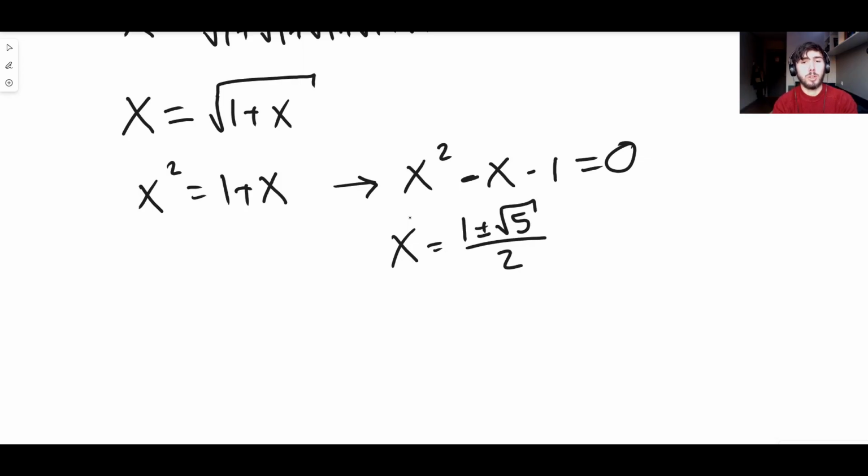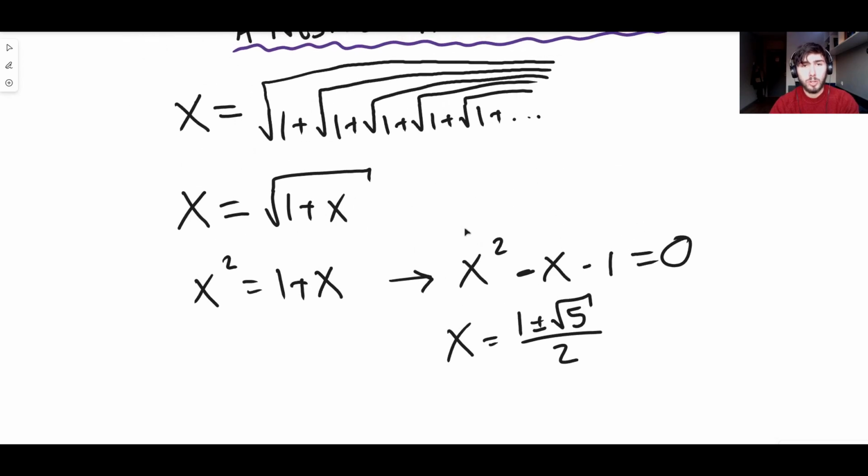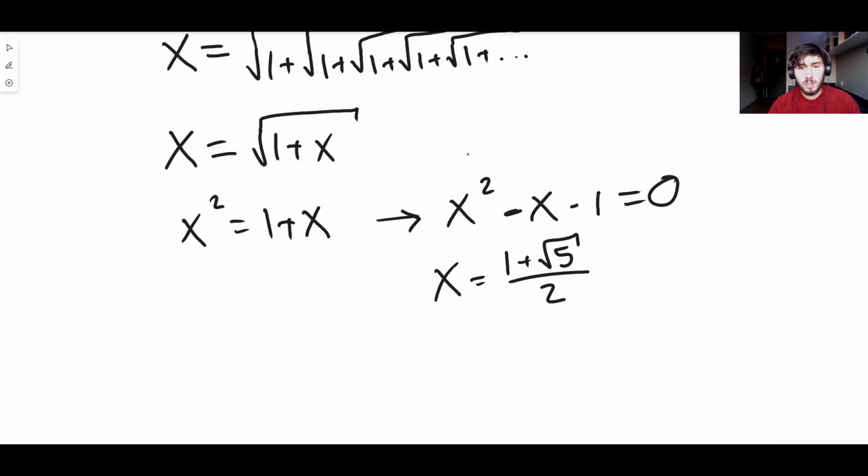Don't worry about the golden ratio stuff. That's just using the quadratic formula. Don't worry if you don't know what the golden ratio is. That's the answer, right? 1 plus or minus root 5 over 2. If you use the quadratic formula, minus b plus or minus the square root of b squared minus 4ac over 2a, then it's fine. But 1 minus root 5 over 2 is a negative number. If we look at our original equation, this is clearly a positive number, right? There's no negatives in this question. So we can get rid of the negative solution.